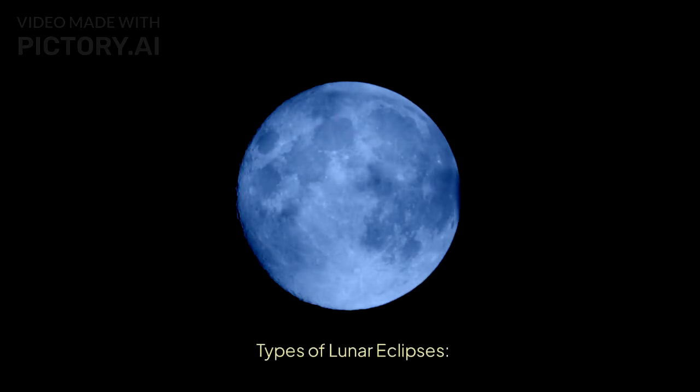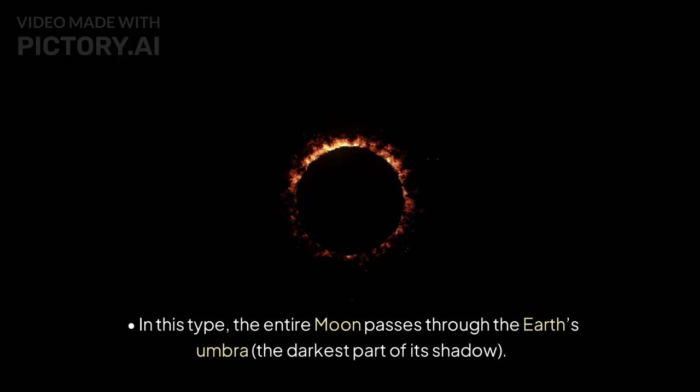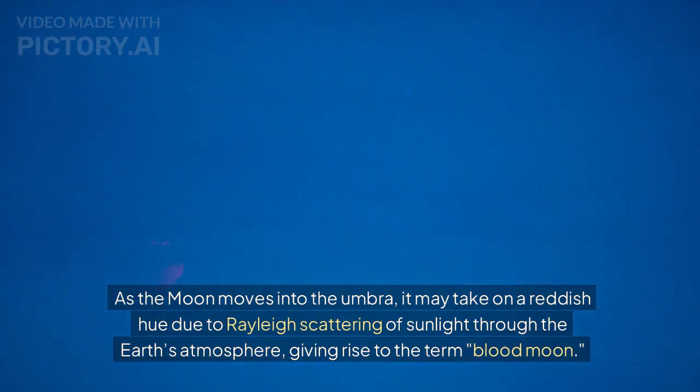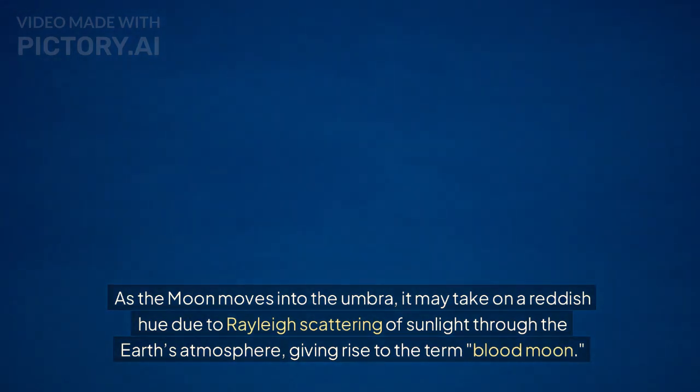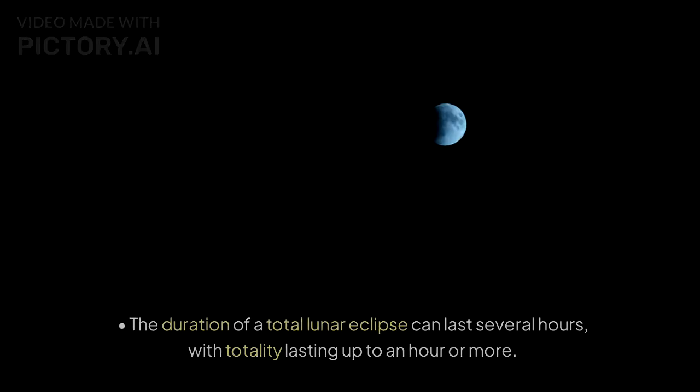Types of lunar eclipses. 1. Total lunar eclipse. In this type, the entire moon passes through the Earth's umbra, the darkest part of its shadow. As the moon moves into the umbra, it may take on a reddish hue due to Rayleigh scattering of sunlight through the Earth's atmosphere, giving rise to the term blood moon. The duration of a total lunar eclipse can last several hours, with totality lasting up to an hour or more.